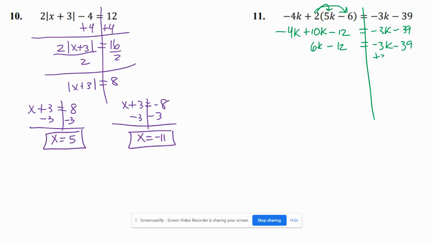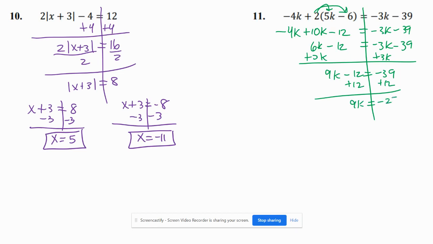I would then add 3k to both sides. That leaves us with 9k minus 12 is equal to -39. I would add 12 to both sides. That's going to leave us with 9k is equal to -27. Divide both sides by 9. That's going to give us k is equal to -3.